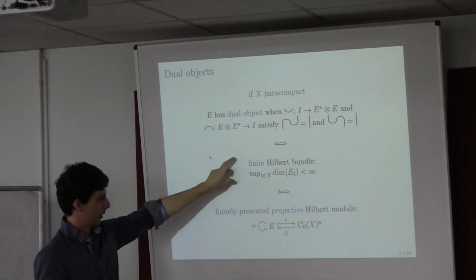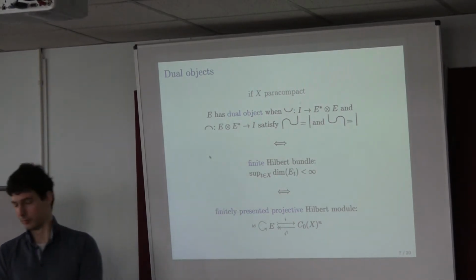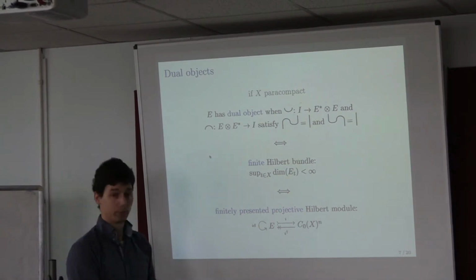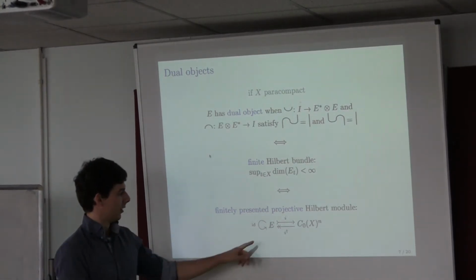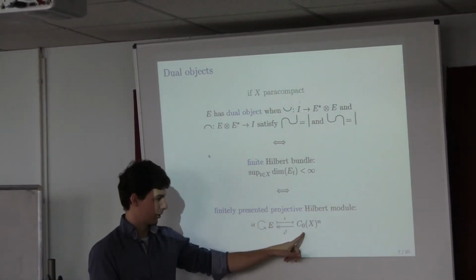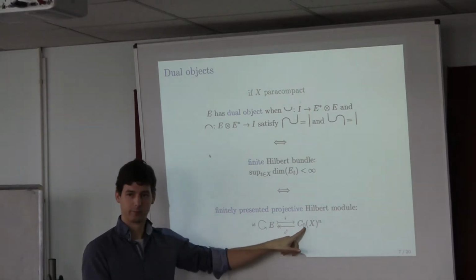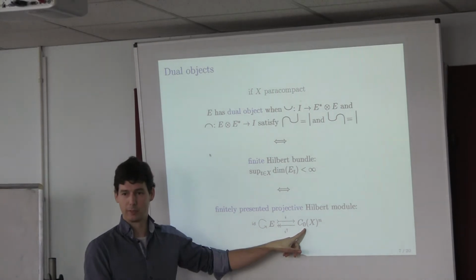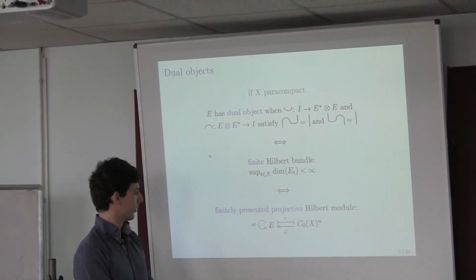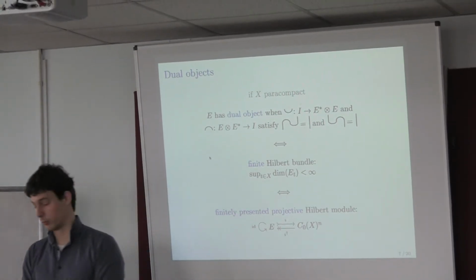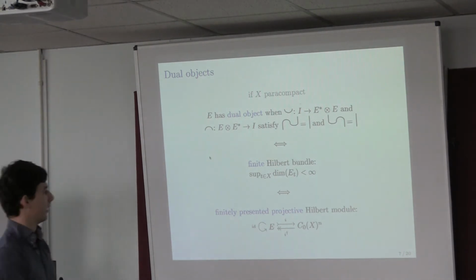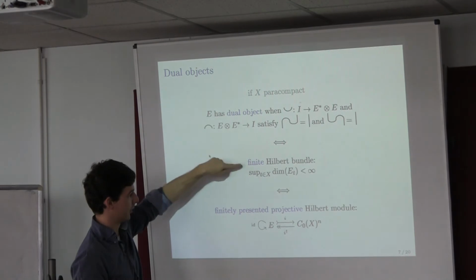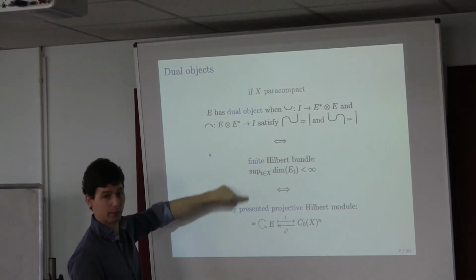So that was the geometric picture. We can also talk about the algebraic picture. Right? When is a Hilbert module dualizable? When it's a dagger retract of something of this form. So when it's a retract of something finite dimensional, if you like. This is called finitely presented projective. So this always implies that. This always implies that. But to get from here to here, you need this paracompact.